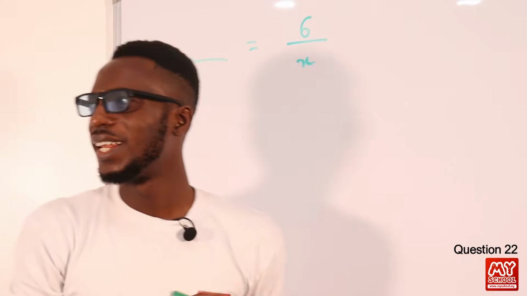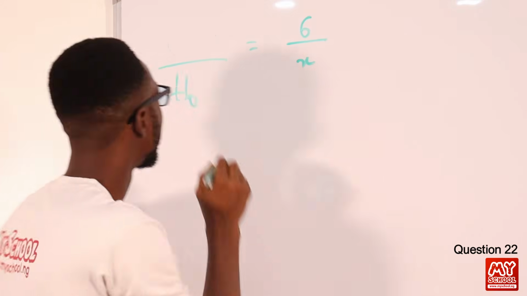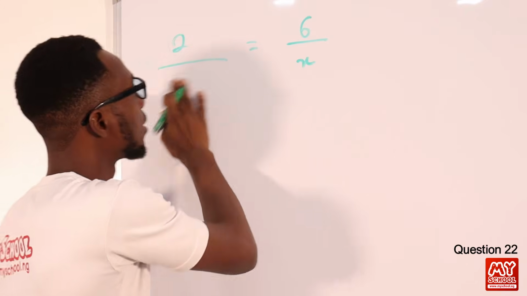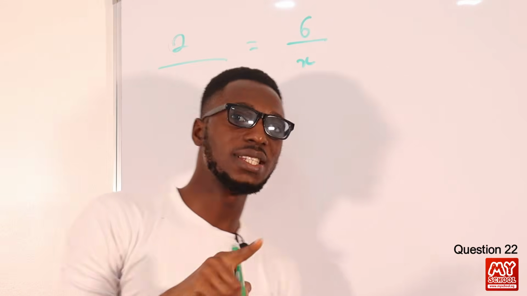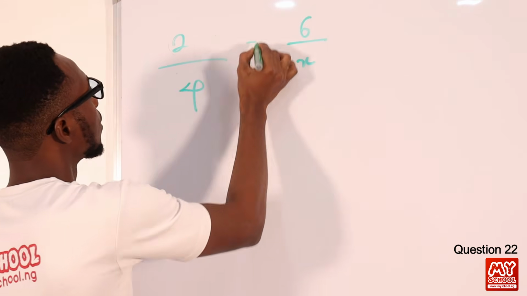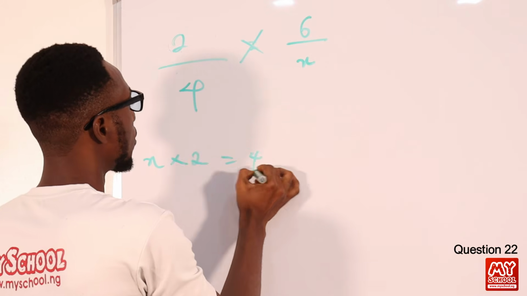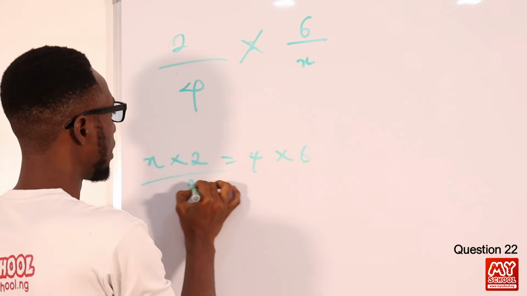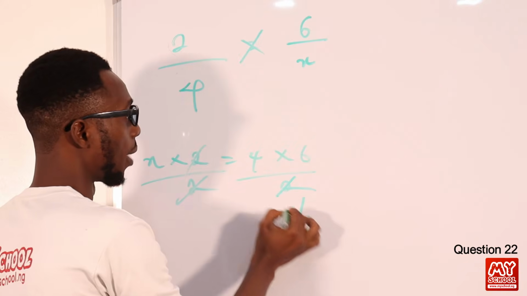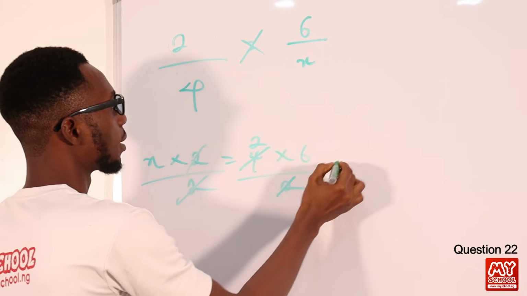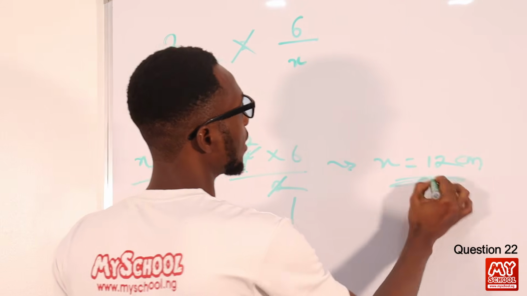Let me substitute the values we have here. The image distance is provided as well. The image formed is 2 cm high, so this is 2 cm, and the object height is 4 cm, so this is 4. If I cross multiply, that is x times 2 equals 4 times 6. Divide both sides by 2. So 2 times 6, that is 12. The object distance is 12 centimeters.